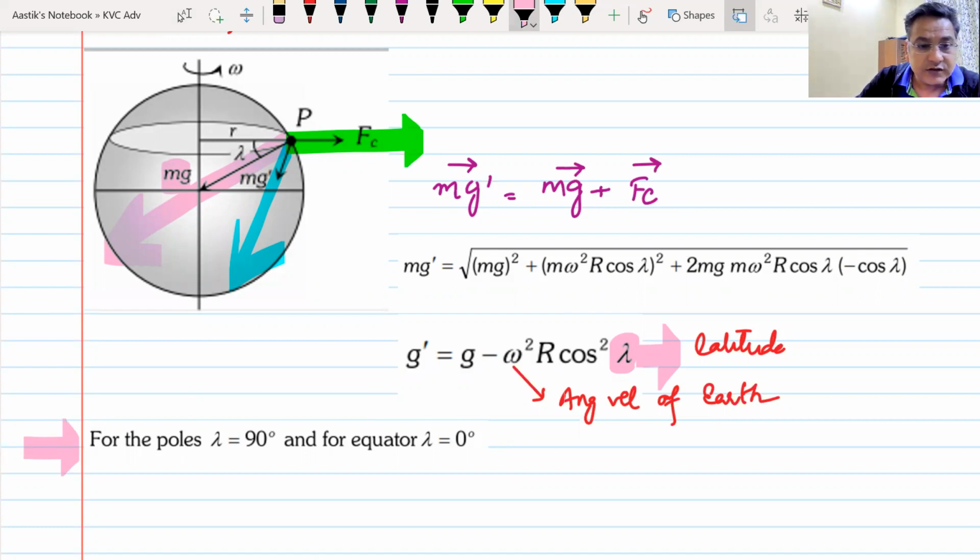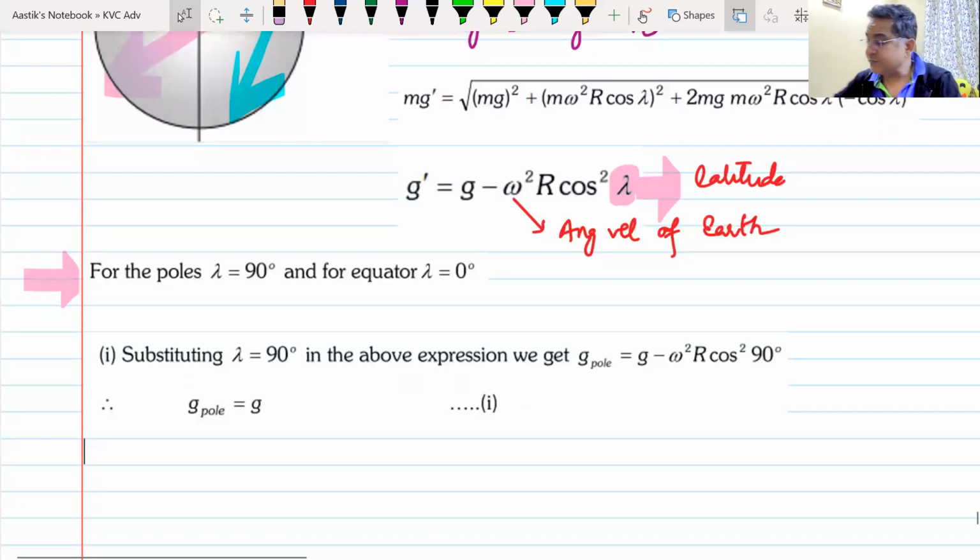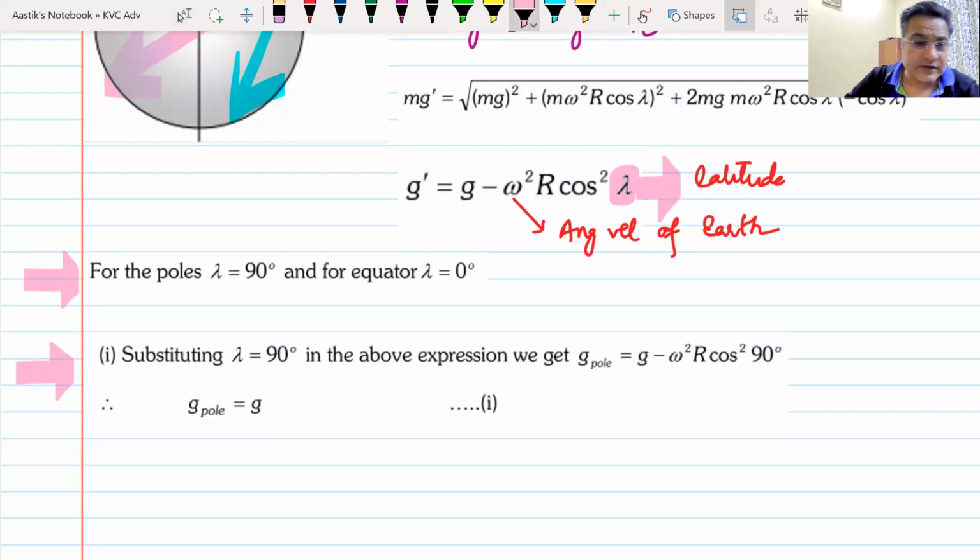Once you put the value of latitude lambda in this equation, you will get the value of g on the poles, which will be equal to GM by R square. That is why we say that the value of g, 9.8 meter per second square, is on the poles on the surface of Earth, and that is the maximum possible value of g anywhere on the planet. Do we understand this? Yes, sir.